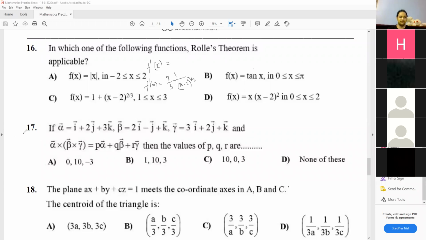Okay, 17 was an oral question, because of the options it became an oral question. We know that alpha cross beta cross gamma, in terms of what will it come?